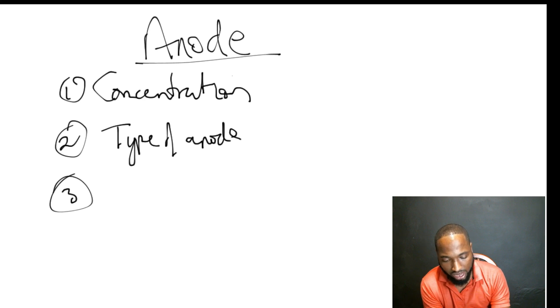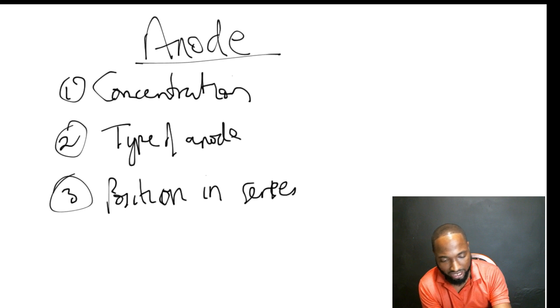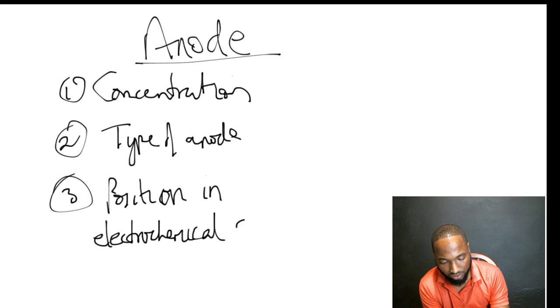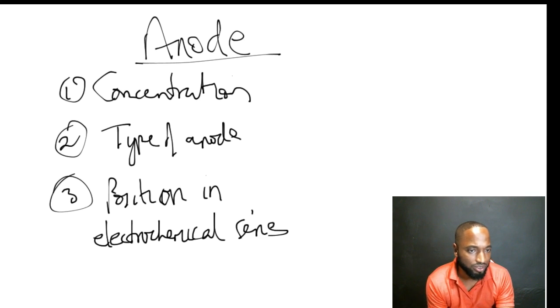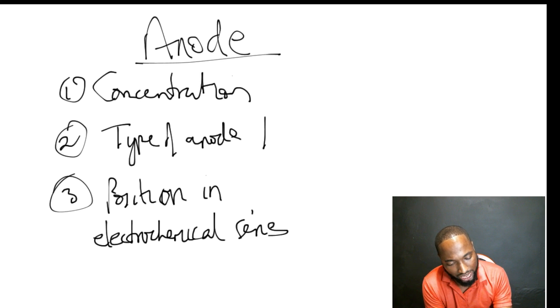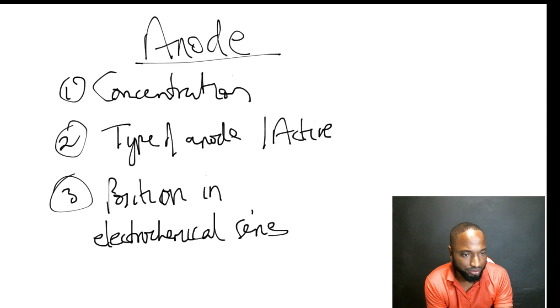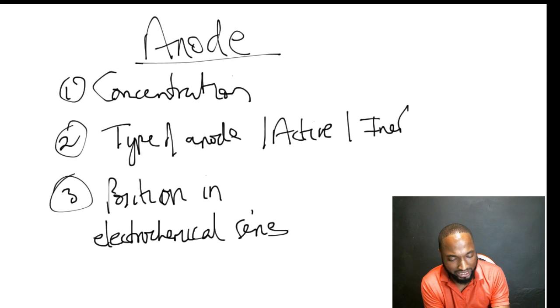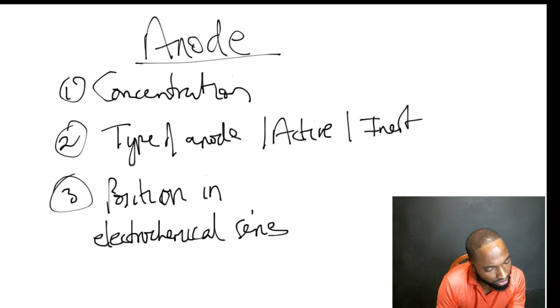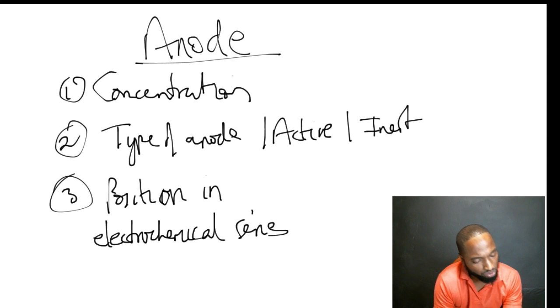Type of anode. And position in series. Well, electrochemical series, yeah. Type of anode. If the anode is active, sometimes it will take part, like copper, and sometimes it can be inert, like platinum, or what's the next inert one? Platinum or something else they use, because they won't take part in anything.